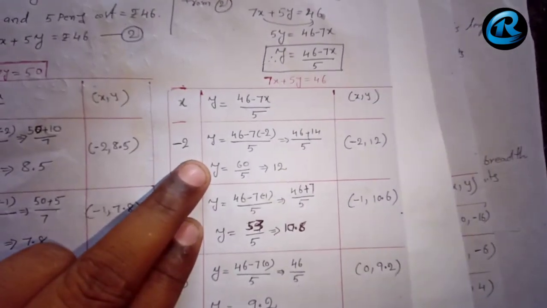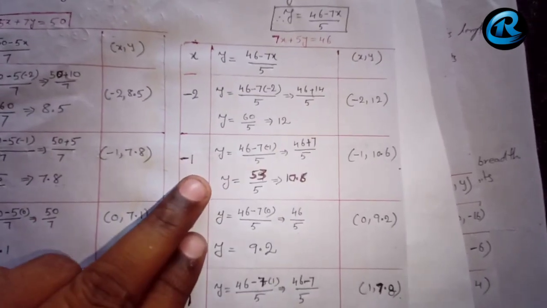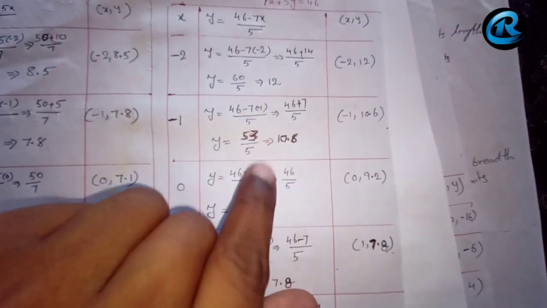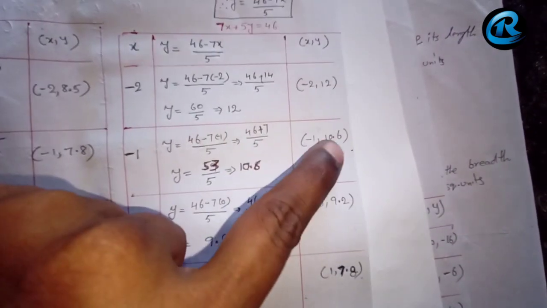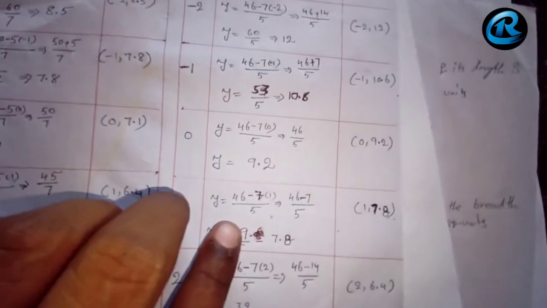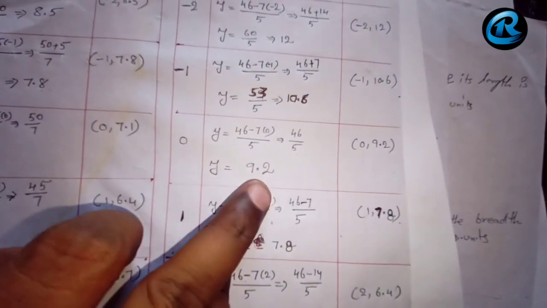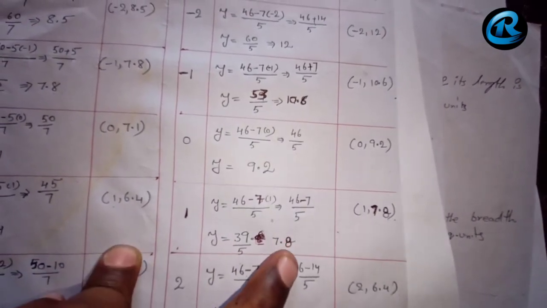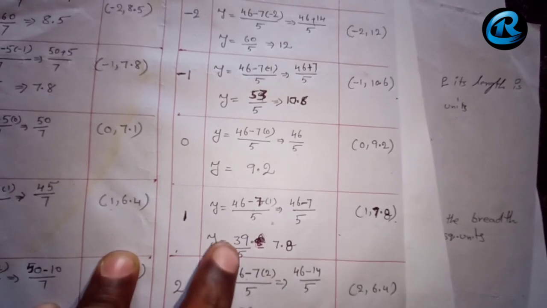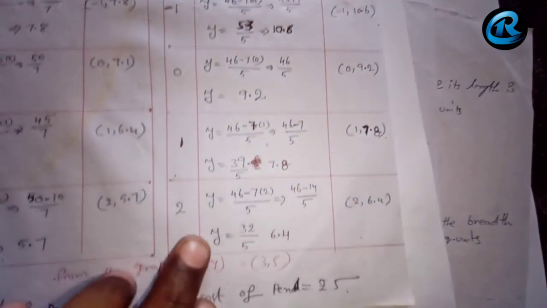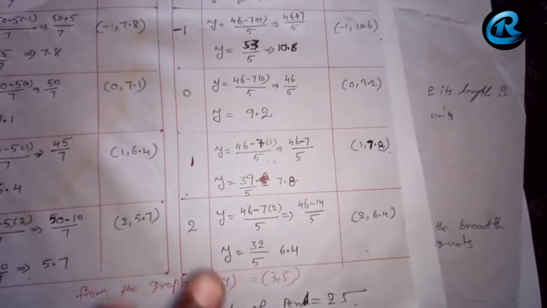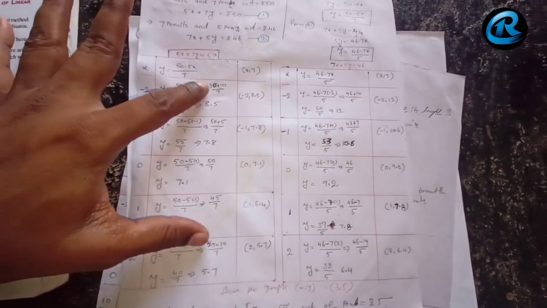When x equal to minus 2, y equal to 12. X equal to minus 1, y equal to 10.6. It is 10.6, 53 by 5 gives us 10.6, so minus 1 comma 10.6. Then at x equal to 0, y equal to 9.2. And x equal to 1, y equal to 7.8, 39 by 5, 7.8. Then with x equal to 2, the y value is 6.4. So we got the 5 solutions of equation number 1 and 5 solutions of equation number 2.